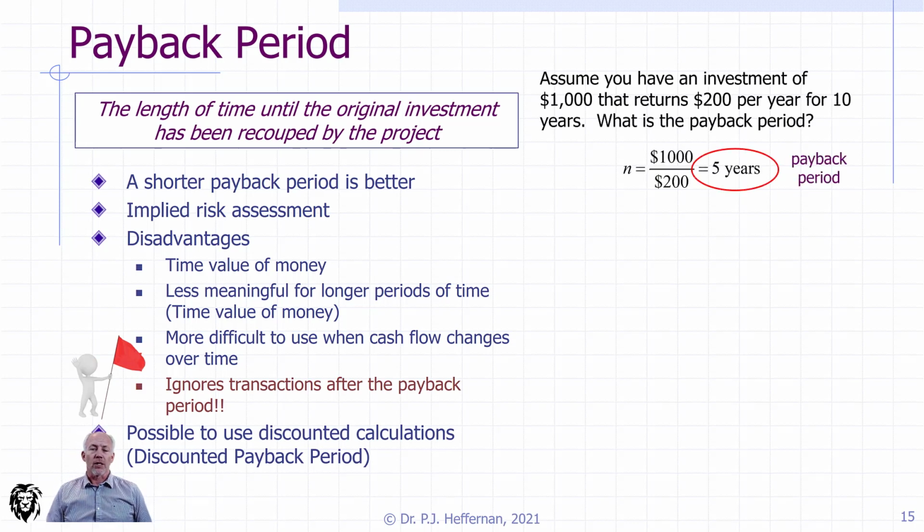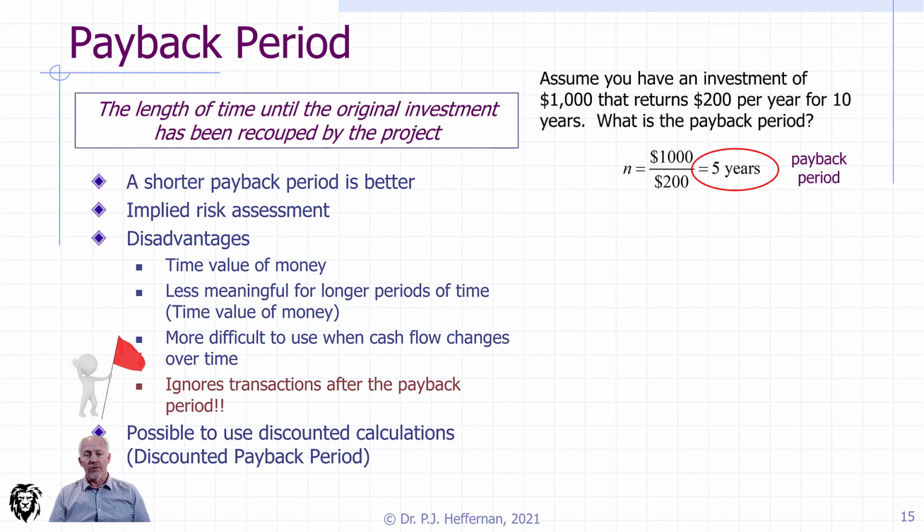So let's have a look at a quick, simple example, and then we'll look at a slightly more convoluted one right after. So let's start. We're going to have an investment of $1,000 up front. And our expectation is that it will return $200 a year for the 10 years that follow. And the question then becomes, what is the payback period?